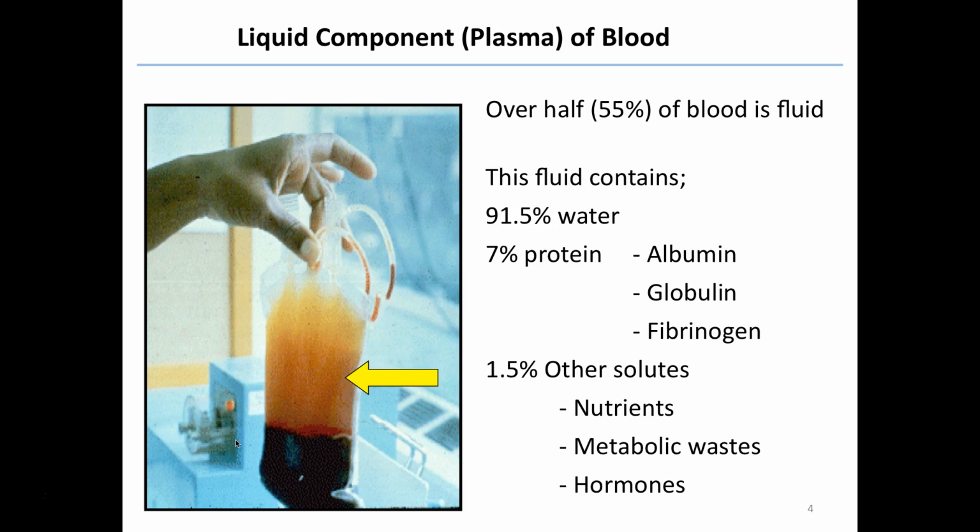Of this 55%, 91.5% is water. There's another 7% that's made up of various proteins. And these proteins include albumin, which helps to buffer the pH and maintain those osmotic conditions. Globulin, which is the antibodies that prevent infections. And then fibrinogen, which helps your blood to clot if it gets cut. There's also other components to a smaller extent, about 1.5% of the solutes, and they're the wastes and the nutrients and hormones.